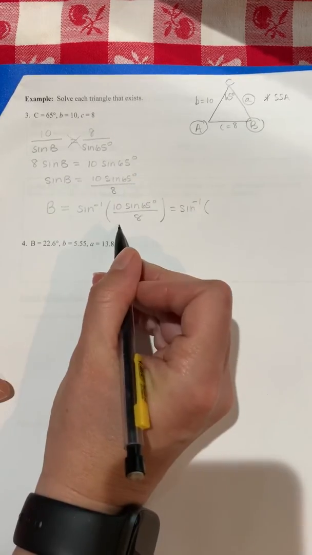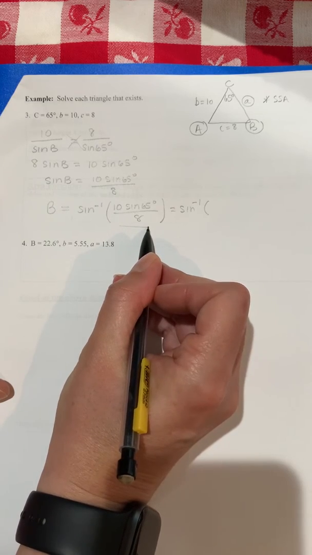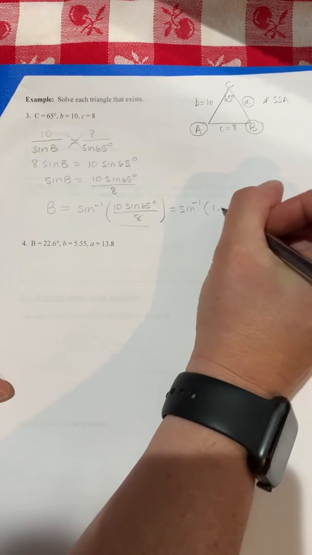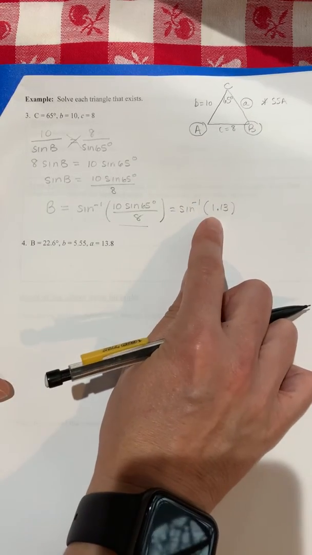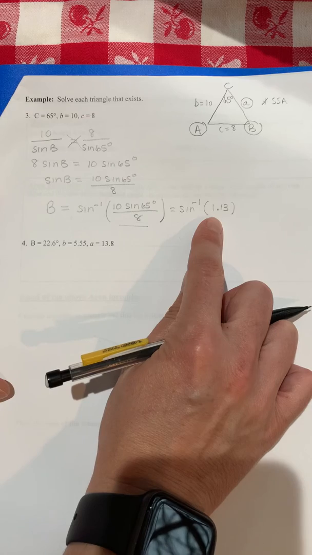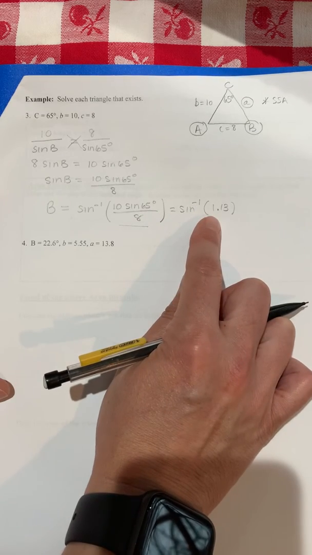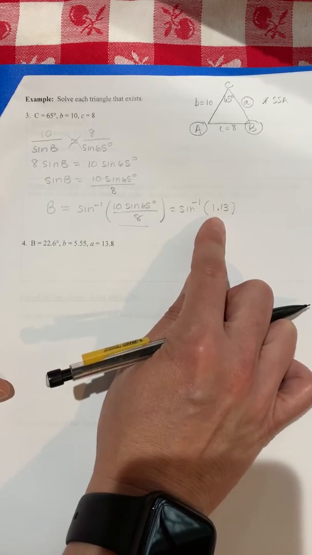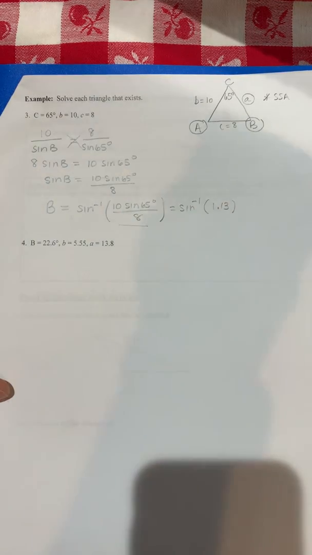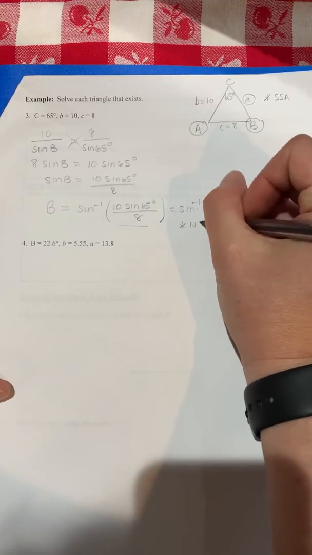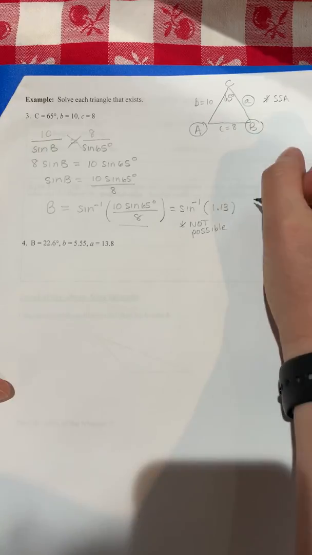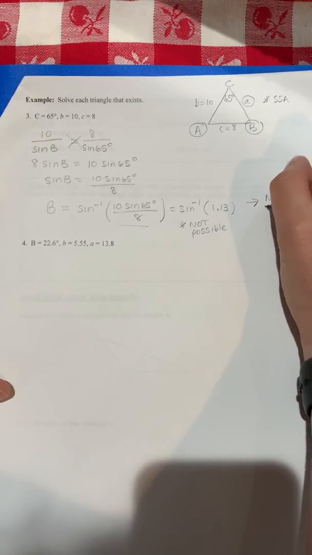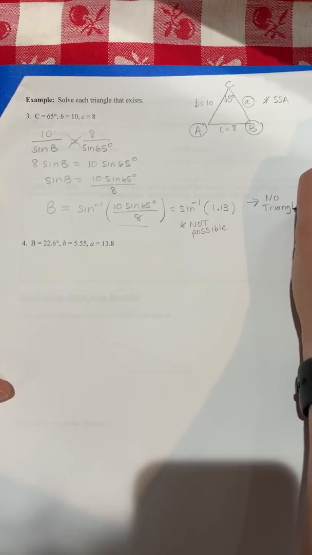If you enter this part into your calculator, you'll get 1.13. That gives you a better idea of what's happening. The sine can't be over 1 because of the way the sine function is drawn. So if you enter this into your calculator, you're going to get an error. This tells you that this is not possible, which means that there are no triangles. So that is our answer for example 3.